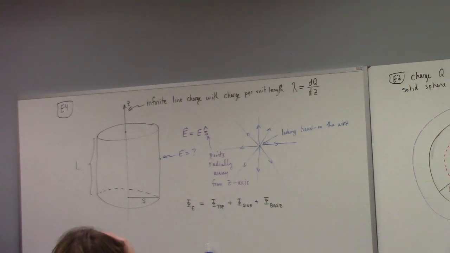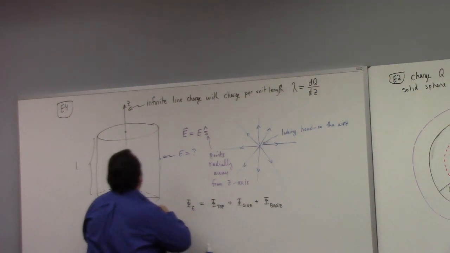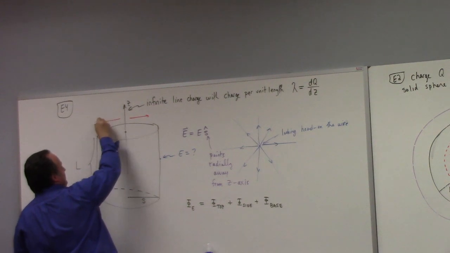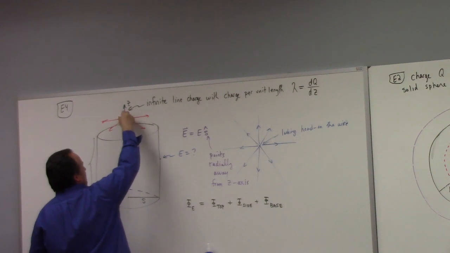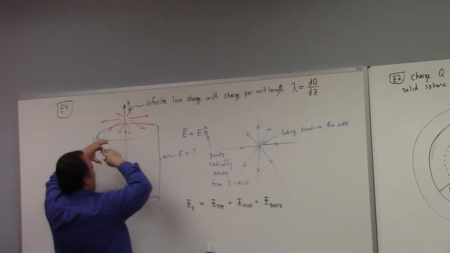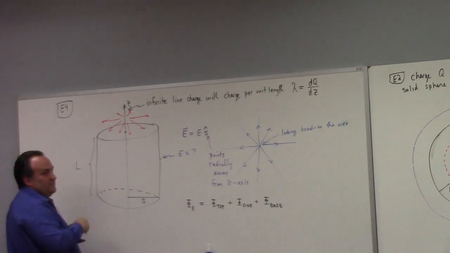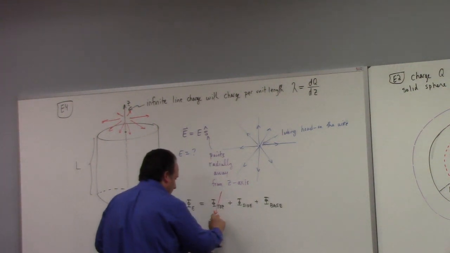Well, if the electric field points radially outward, let me draw a picture of the electric field over here. To be clear, what I'm saying is the electric field has to go like this, out from the line. I hope you get the idea. Look at that. That is tangential to the top face and the bottom face, right? So the flux of the top and the bottom is 0.